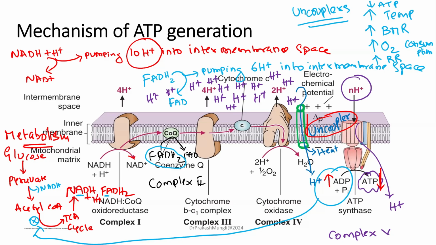This is the information that will be given in your question stem indirectly. If you see the person has a higher body temperature, there is some chemical working on his body, the respiratory rate of this person is increased, they're trying to get more and more oxygen, right? And there is a decrease in ATP levels. It is indicative of uncouplers. I'll give you some example questions later. All right, so that's about the inhibitors and uncouplers and the overall mechanism of ATP generation.